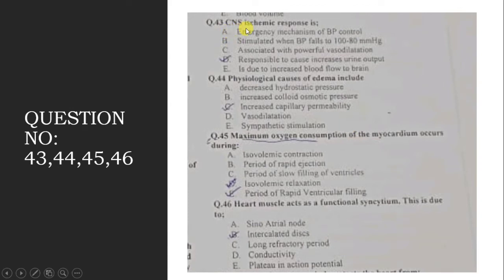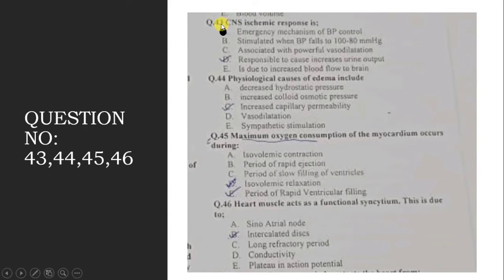Question number 43 says: CNS ischemic response is an emergency mechanism of BP control, stimulation when BP falls to 100 or 80 millimeter of mercury, associated with powerful vasodilation, responsible for increasing urine output due to increased blood flow to brain. Again, CNS ischemic response is the emergency mechanism of BP control.